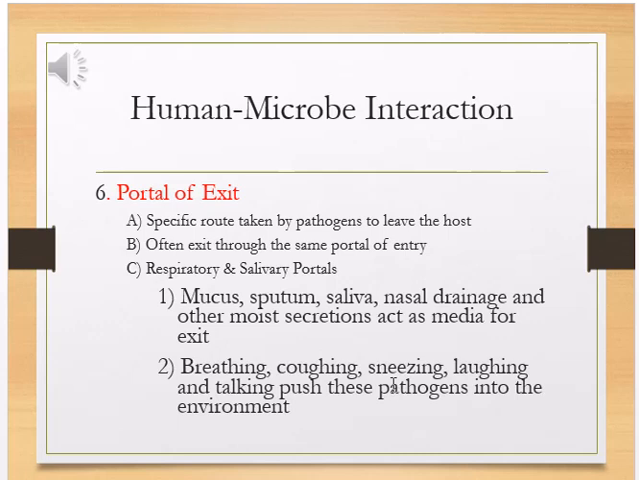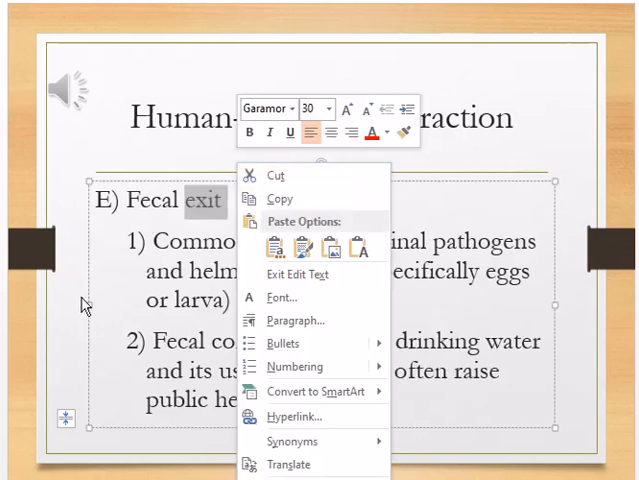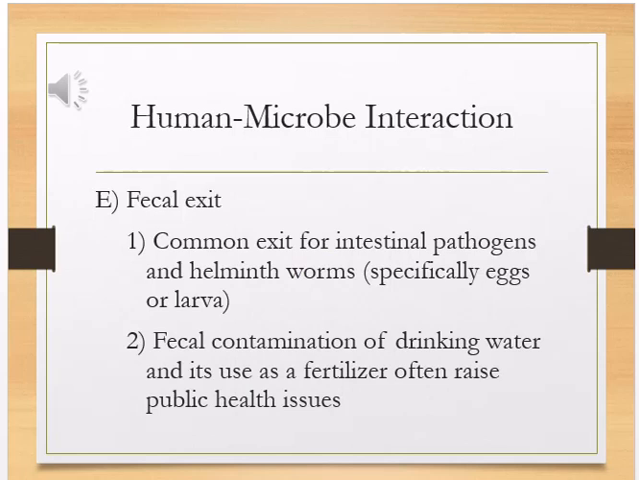Now the portal of exit. Once they get inside our body, they also need to get out of our body. Getting out is quite common. We cough, we sneeze, we pass urine, we pass fecal matter. That is just a way of flushing out of our body. Similarly, our skin often peels off, and as a result the pathogens also get dislodged along with the dead cells. Similarly, there is fecal matter, which I have already talked about.